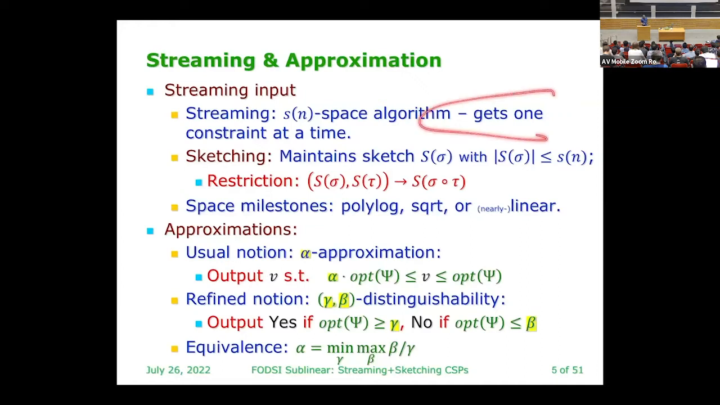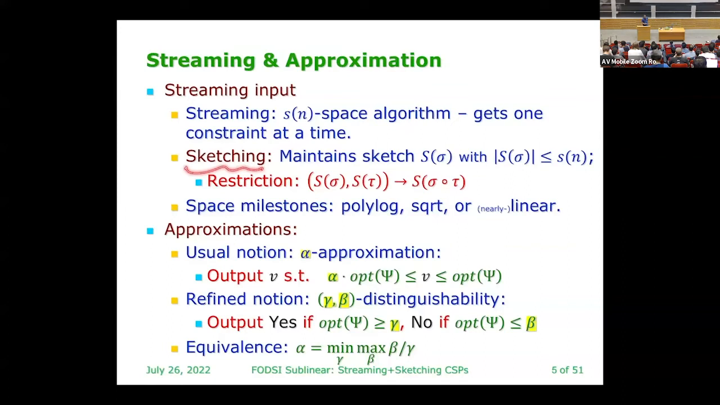Constraints come along one at a time. So it's not as if we get all the constraints associated with a single variable together. They come up in arbitrary orders. One constraint comes along, another constraint comes along, another constraint comes along. And at the end, you have to look at the integral of all of this and see what's the instance that you had.